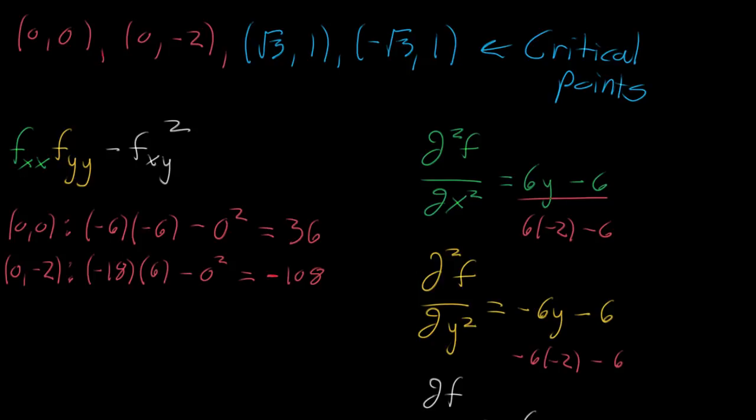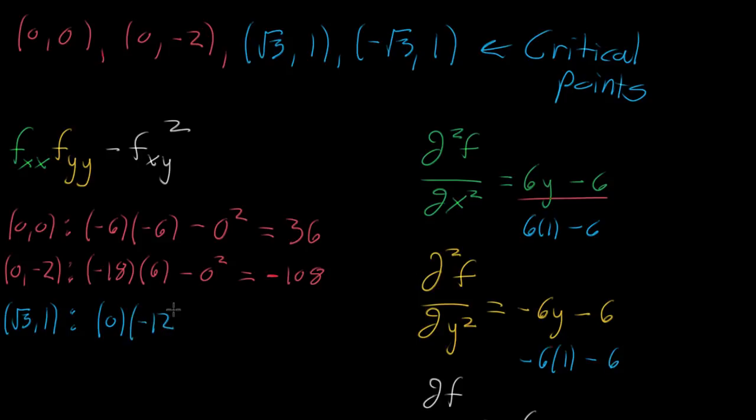So now, moving right along, these examples can take quite a while. If we plug in square root of 3, 1, what do we get? Now instead of plugging in y equals negative 2, we're plugging in y equals 1, so that'll be 6 times 1 minus 6, so the whole thing is just 0. And then for the partial derivative with respect to y squared, instead of plugging in negative 2, now we're plugging in y equals 1, so we have negative 6 times 1 minus 6, so the whole thing is negative 12.